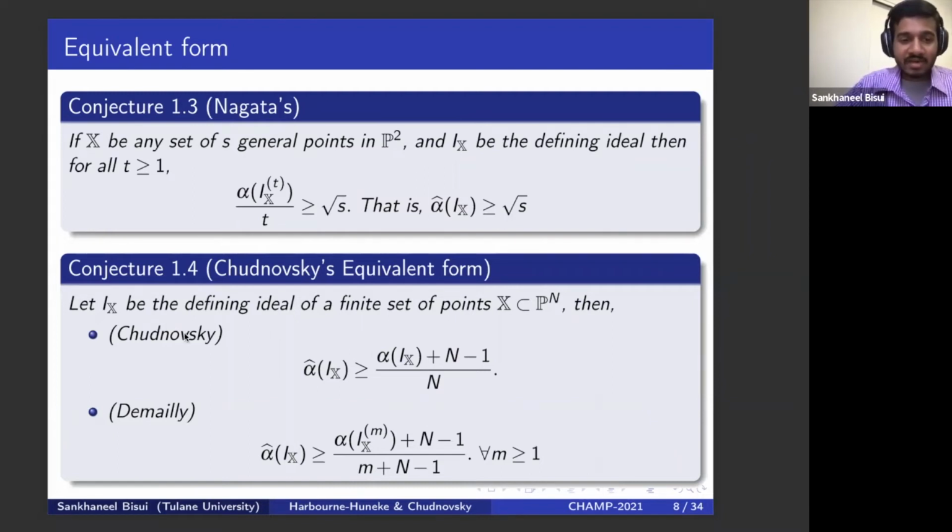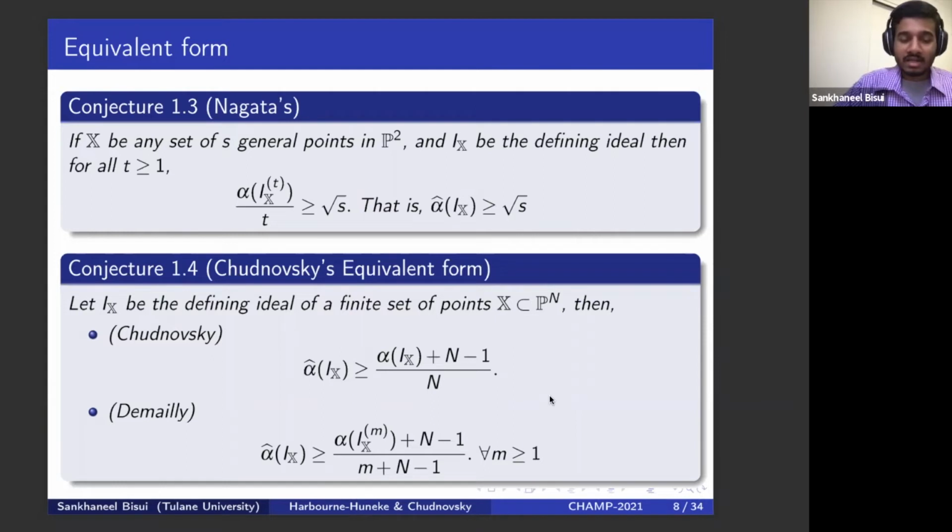In a similar fashion, Chudnovsky's conjecture and Demailly's conjecture have equivalent formats. For Chudnovsky, the Waldschmidt constant of the defining ideal of X has the lower bound (the initial degree of the defining ideal plus n minus 1) over n. And for Demailly's conjecture, the Waldschmidt constant of the defining ideal of X has the lower bound (the initial degree of the m-th symbolic power plus n minus 1) over (m plus n minus 1).